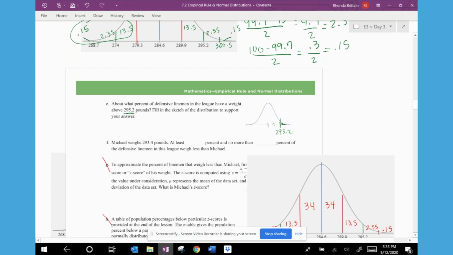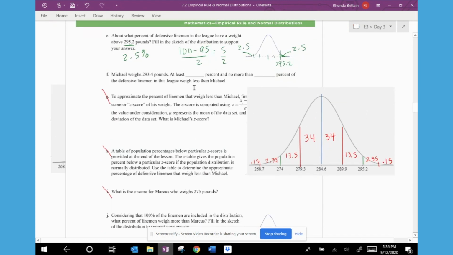Okay, what percentage? So if we look at the diagram that we created before, we know that it's actually going to contain the 2.35 and the 0.15. So if I add this together, that should be 2.5%. Now, a second way to calculate that would be to take 100% minus 95. Since we know that 95% of the data fall within 2 standard deviations, that only leaves me with 5% left. If I take half of that, I know the lower half is 2.5% and the upper half is 2.5%, which is what we calculated.